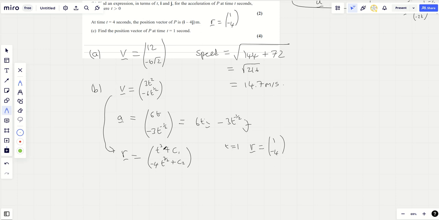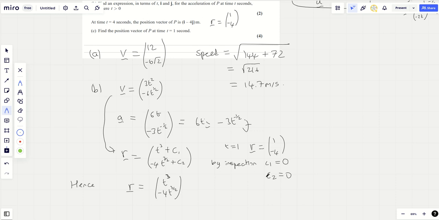Now, if I plug 1 into here, I can see that c1, I'm just going to write by inspection, c1 is 0, because if that was 0, then 1 cubed would equal 1. And plug in t equals 1 down here, you get minus 4 plus c2, so c2 is equal to 0 as well. And hence, r equals t cubed minus 4t to the 3 over 2.